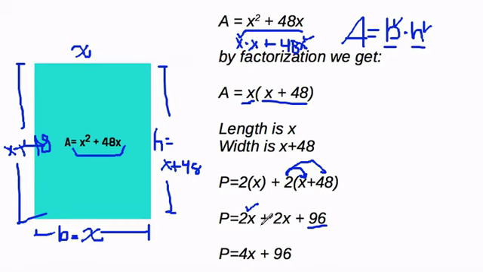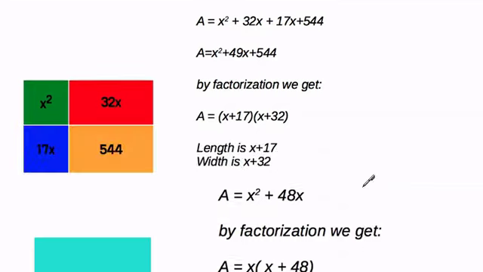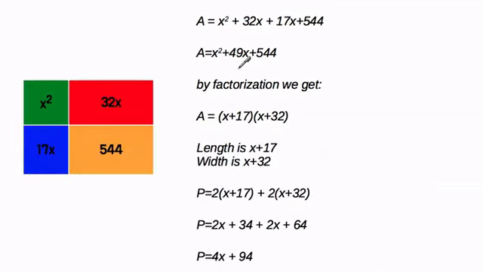Okay, so we got 2x plus 2x. That's going to be 4x. Then we got 96. And that's going to be the answer. So you got 2x plus 2x, that's going to be 4x plus 96. And that's it. Now let's do this one.